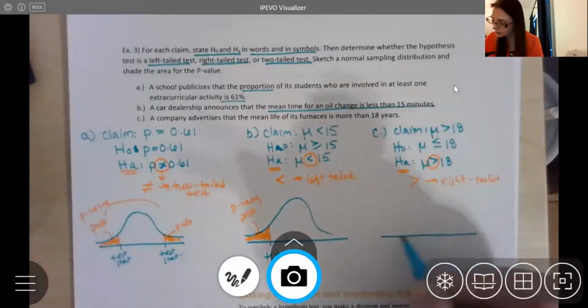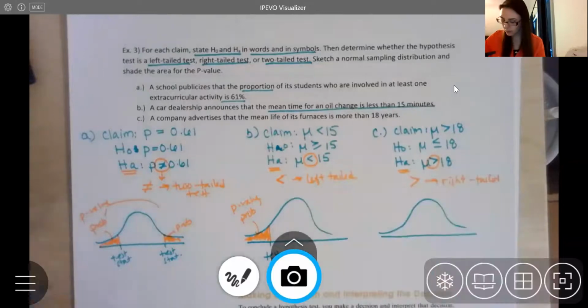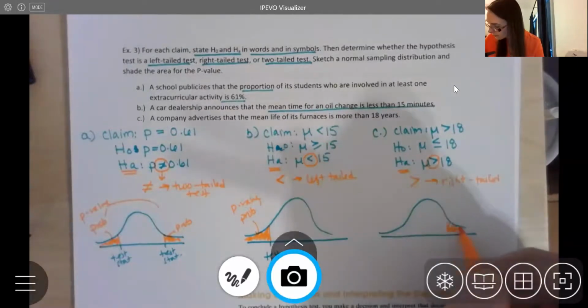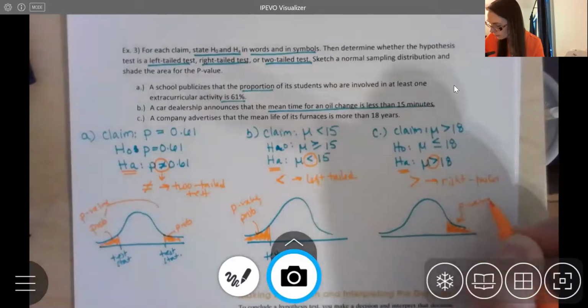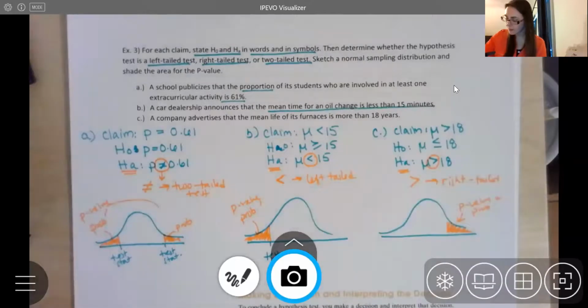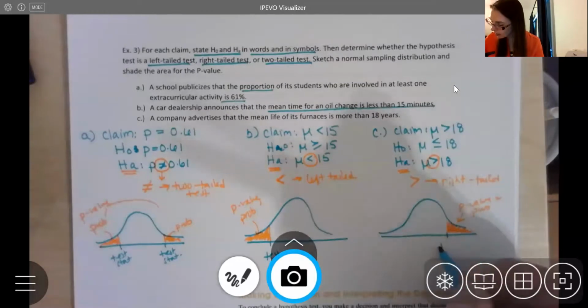So your picture looks like this. And that p-value we're going to find is just our probability.